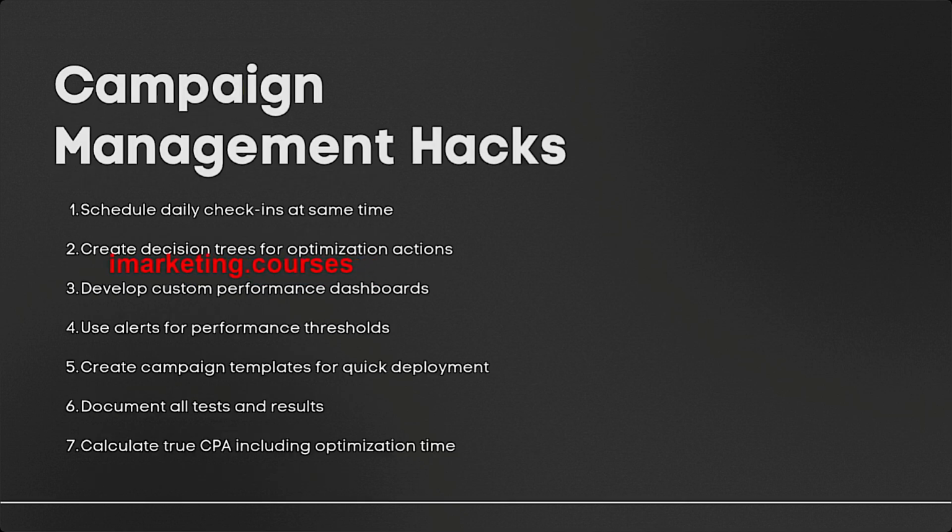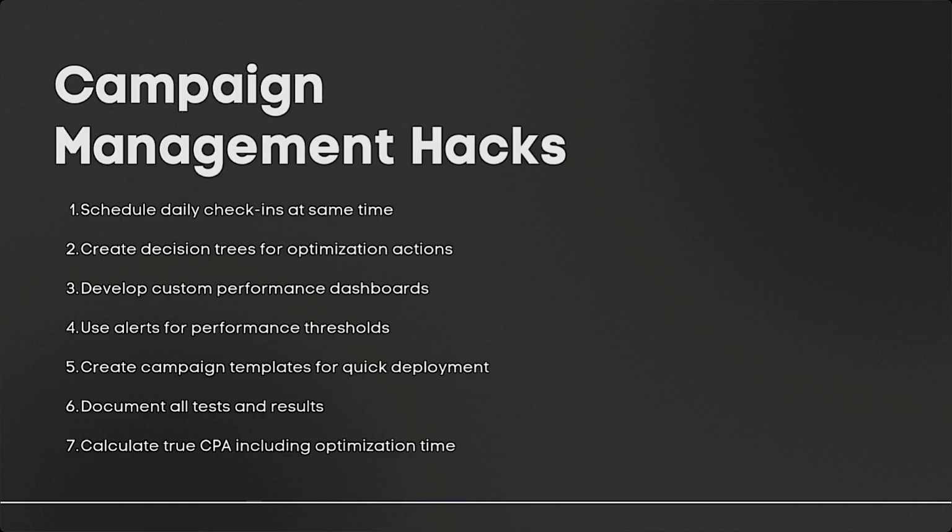Effective campaign management can save time and improve results. Schedule daily check-ins at the same time to establish a consistent optimization routine. Create decision trees that guide your optimization actions based on specific performance thresholds. Develop custom performance dashboards that highlight your most important metrics. Set up alerts for when performance crosses certain thresholds, both positive and negative.